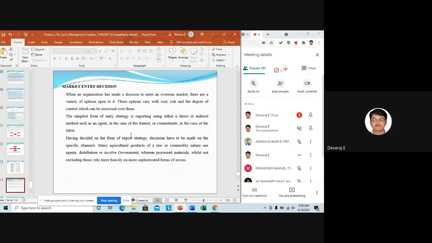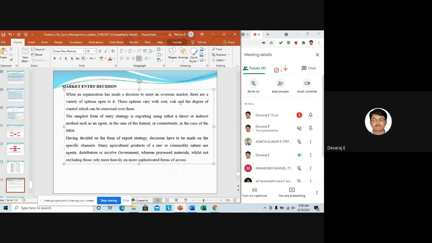Okay. So market entry decision is nothing but entering into the market, not only within India, it may be foreign countries. That is called overseas. You can see here, when an organization makes a decision to enter an overseas market, whether within India or outside India, foreign, you should make certain decisions. So that is called market entry decision.